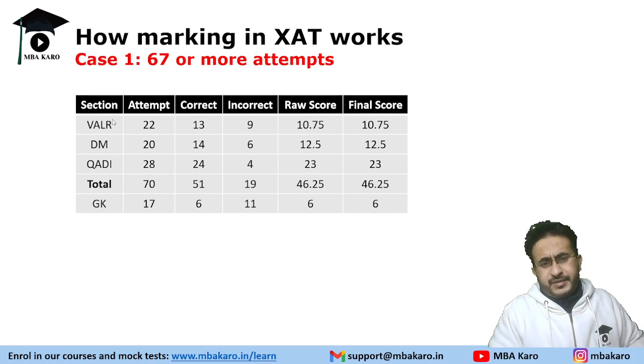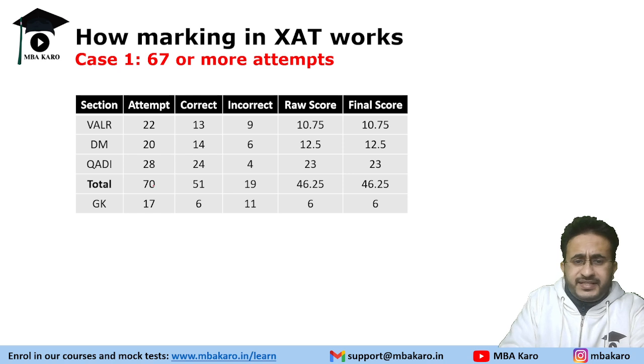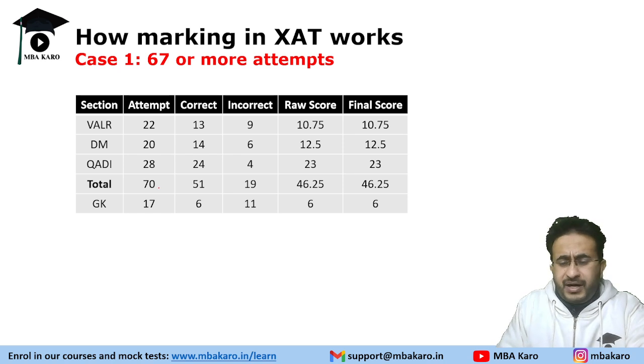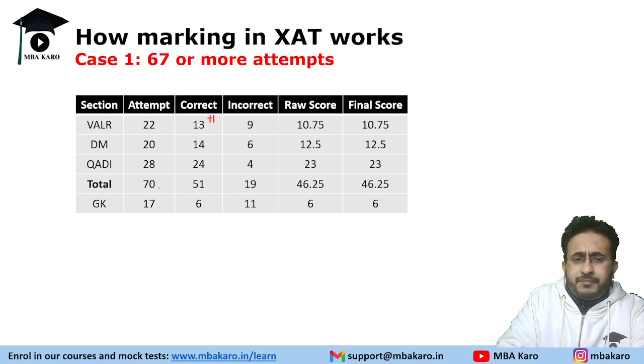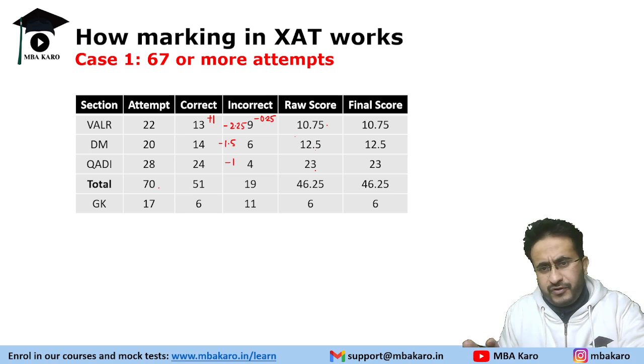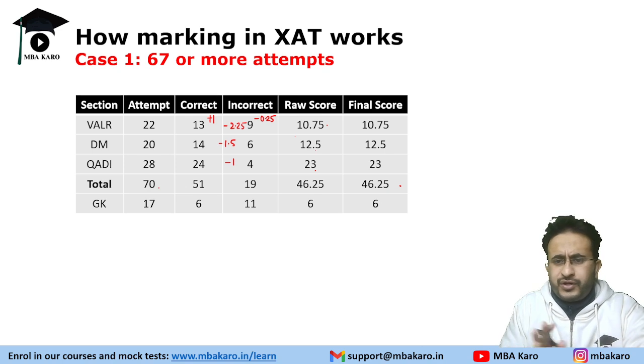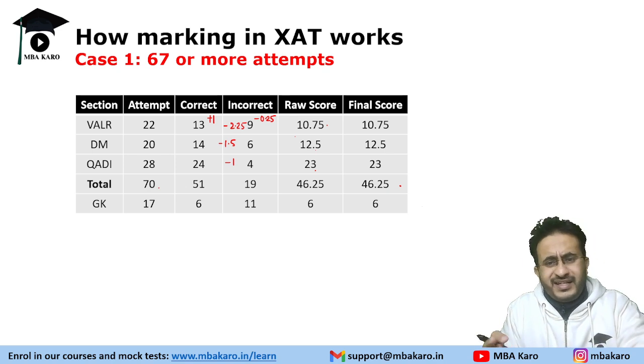Now let us take a student who attempts more than 67 questions. If a person has attempted, let's say, 70 questions, then normal marking will take place. For every correct, you will get +1. For incorrect, you will get -0.25. So 13 correct and 9 incorrect means minus 2.25. That will be 10.75. Minus 1.5 is 12.5. Minus 1 is 23. So normally the scoring will happen as +1 minus 0.25, which happens in some other exams also. This is the final score you will see. No big deal in that, you can easily calculate it.